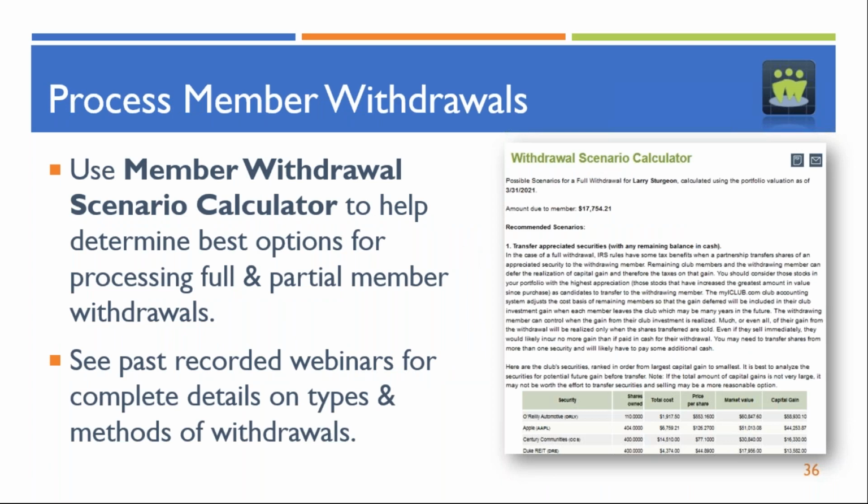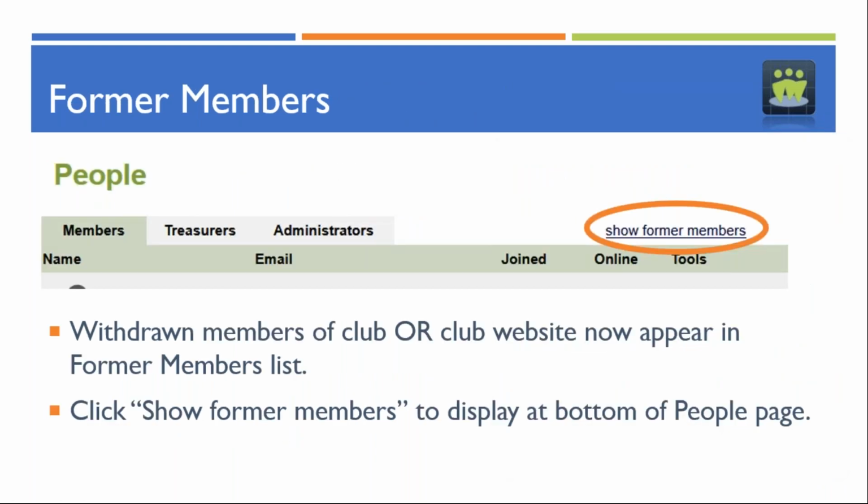Here is that withdrawal scenario calculator in action, where you select, and we've done webinars where we go through the member withdrawal functions. So you can definitely check out those past webinars where we go through the various scenarios and determining how it works. But you can initiate that from the member section of the accounting, or from the people page if you have the appropriate permissions.